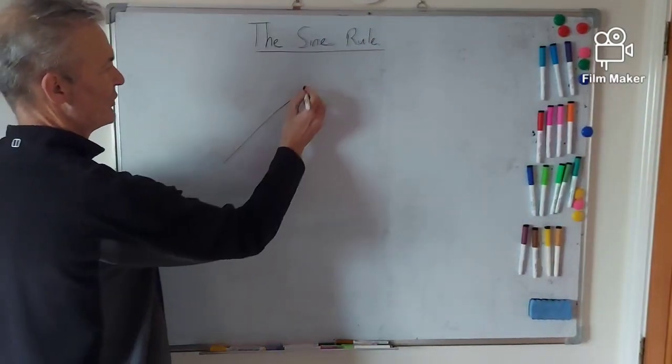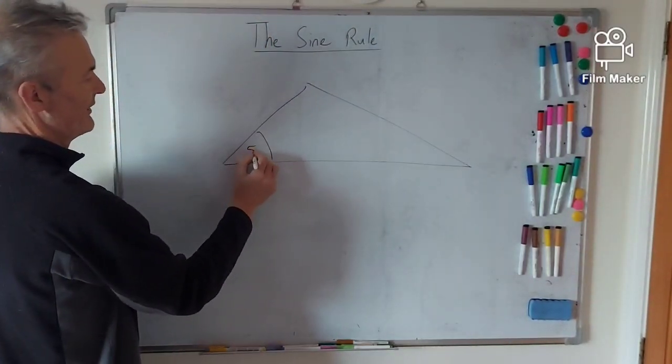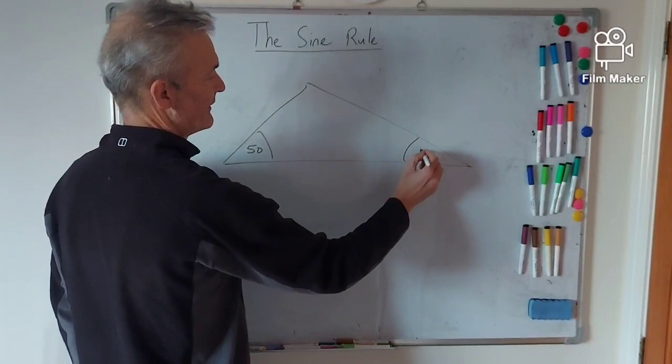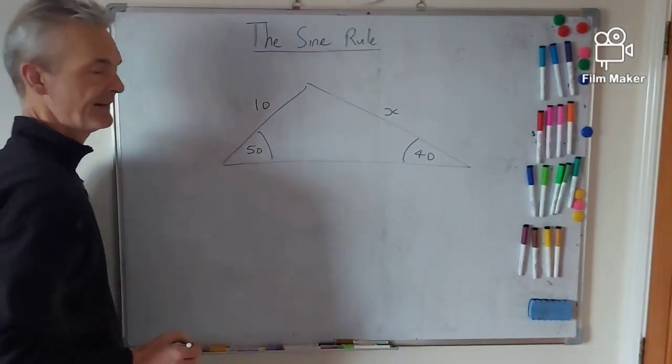Okay, so here's our triangle. We're going to say this angle is 50, this angle is 40, we want to find this, and that side is 10.